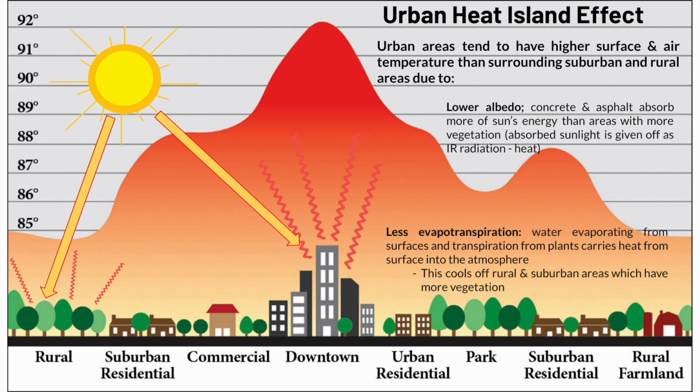We also have less evapotranspiration due to this urban heat island effect. Think of it like us as humans sweating, right? When we're doing strenuous physical activity, we tend to sweat and that sweat cools our bodies down. This is the same concept. Water evaporating from surfaces and the transpiration from plants carries heat from the surface back up into the atmosphere, cooling the rural and suburban areas, which have more vegetation. Because our urban areas have less vegetation, we don't get this same effect. So we get more cooling in the rural areas and less so in the urban areas.